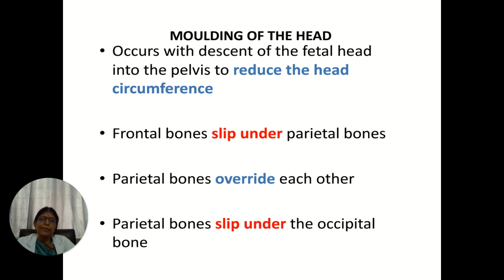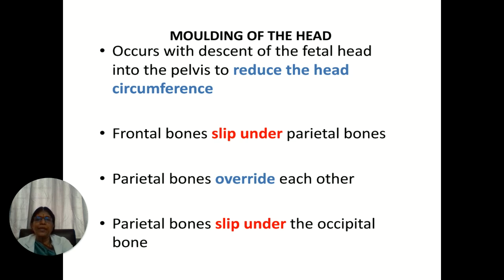Then why are the suture lines important? Why do we tell so much about the suture lines? Because of the molding which occurs with the fetal head. For the fetal head to fit into the maternal pelvis, there will be certain overlap of the bones. So in all suture lines, you have two bones which can ride over each other. Frontal bones slip under the parietal bones. Parietal bones can override each other, and at the posterior part of the fetal skull, parietal bones can slip under the occipital bone.